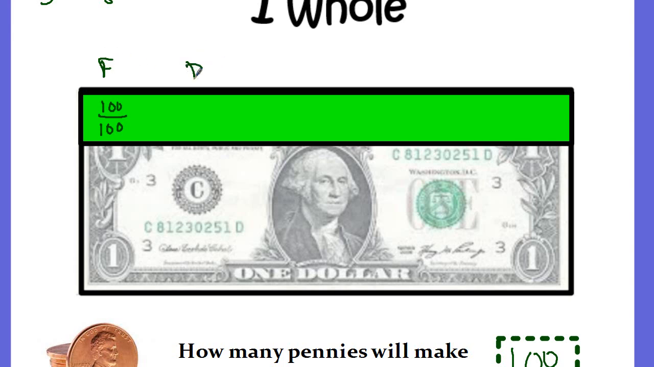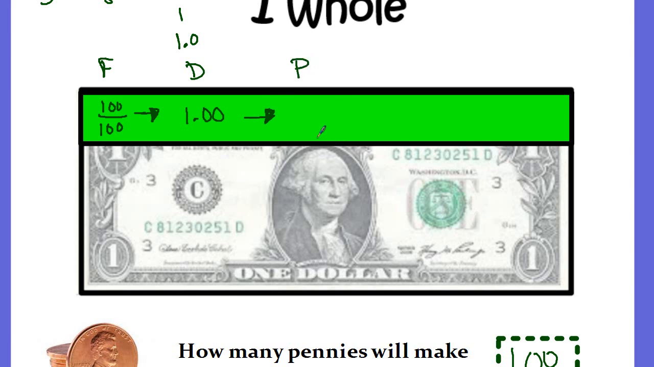Let's go to the decimal form. If we're going to talk about money, then just write it as money. 1 whole dollar. How do we write that? We write it like that. You could also write it as 1.0, or you could just write it as 1. That's fine.